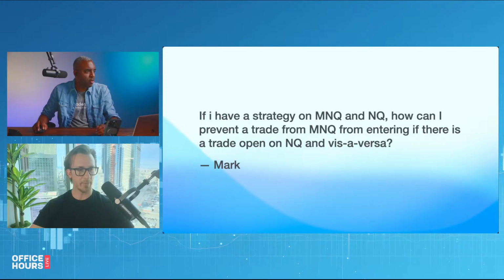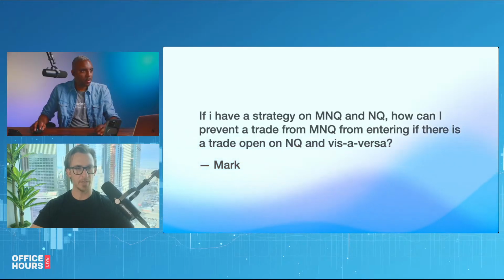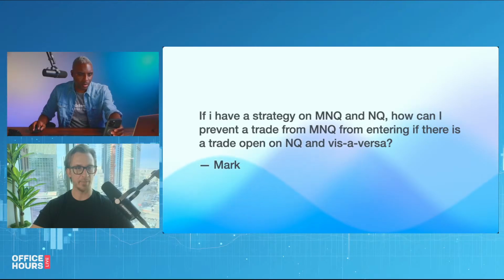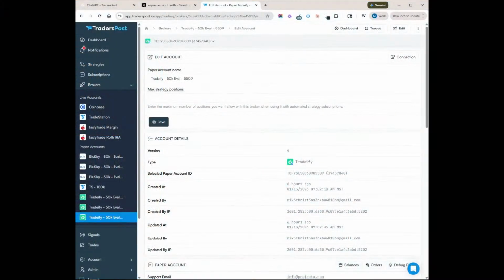So let me list my brokers here first. I'll go to my Tradify account. Essentially, what you have to do is head to one of the brokers that you have enabled on TradersPost and hit the edit button. That edit button is going to bring you to the account level settings for a single account with a single connection. In this case, this is one of my Tradify evals.